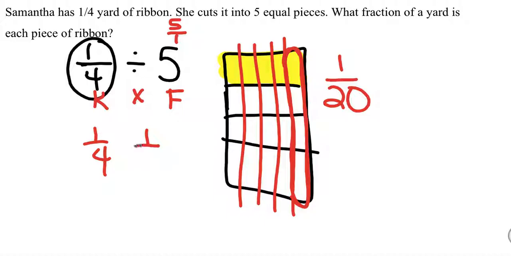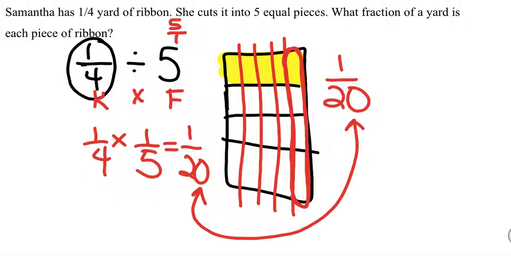1/5. And then we multiply across, and we are left with 1 times 1, which is 1, and 4 times 5, which is 20. Our algorithm or equation matches our model, so we know that our answer is correct.